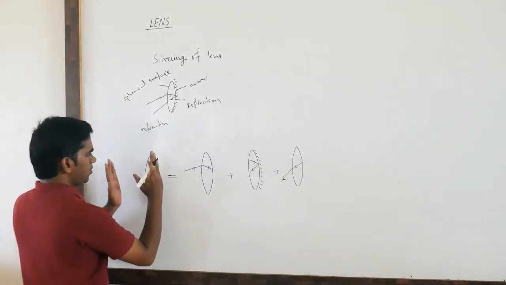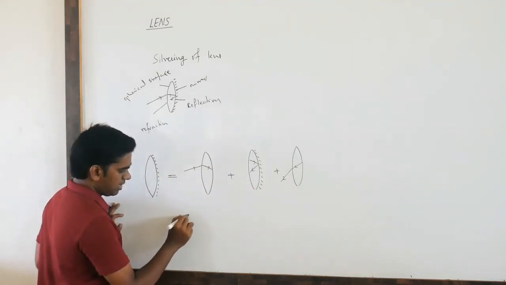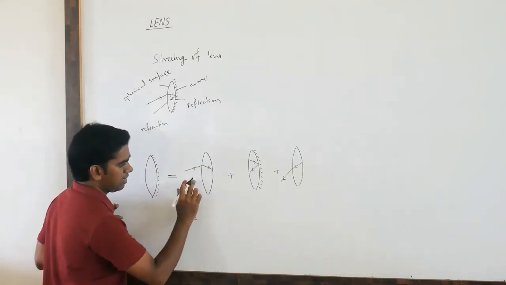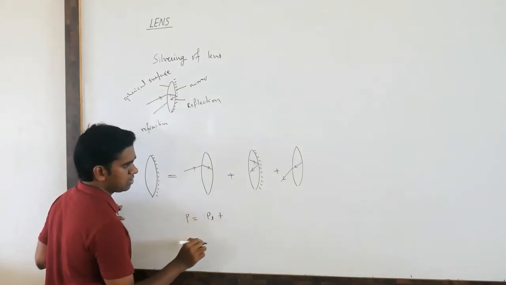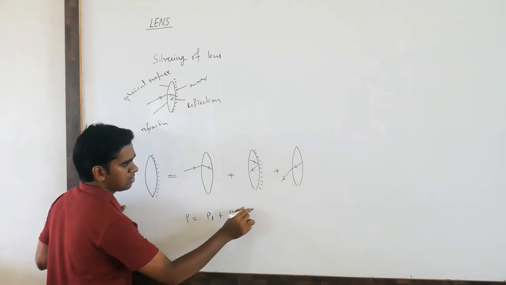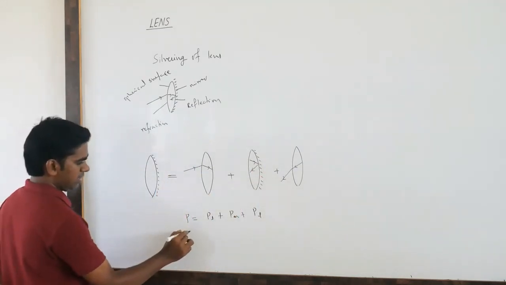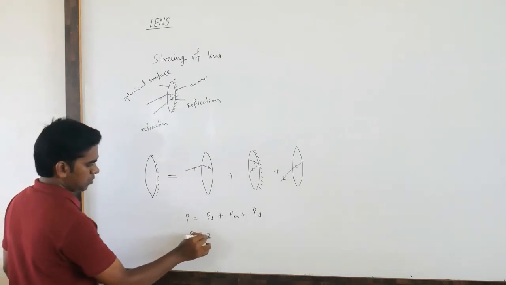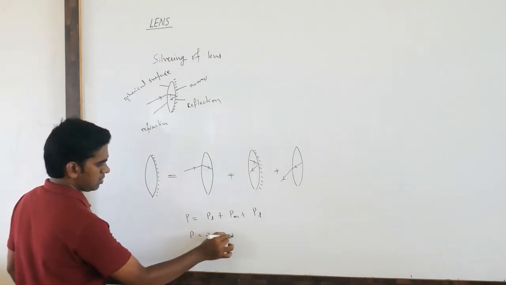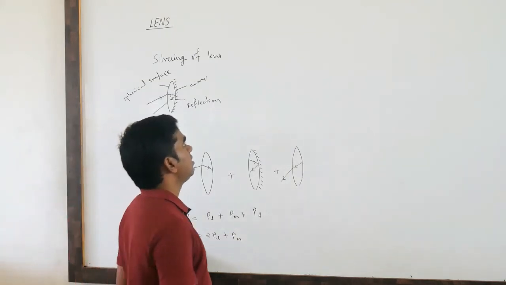Now look at this. Equivalent power you can write as power of lens plus power of mirror plus power of lens again. Or simply, power equals 2 times the power of the lens plus the power of the mirror. Similarly, you can write it in terms of focal length also.